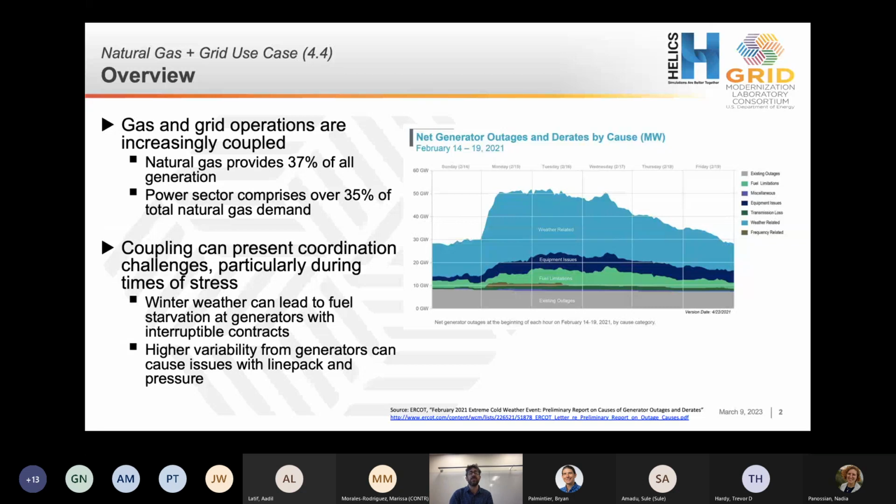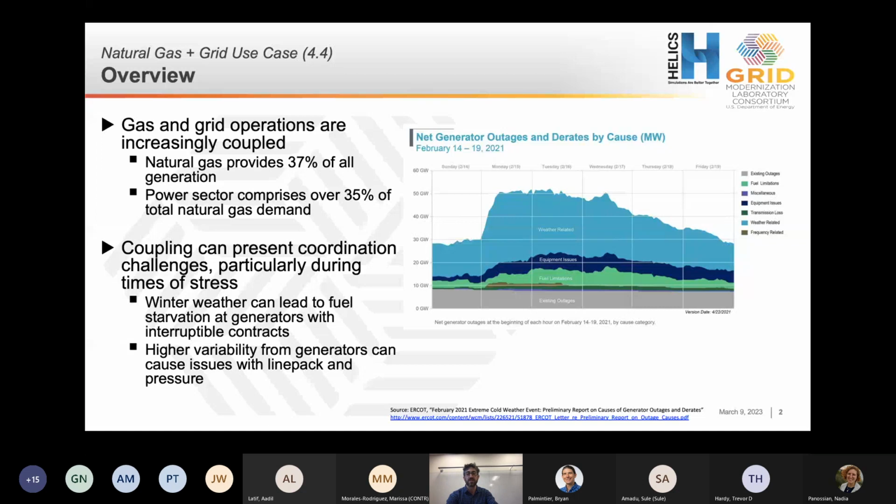But that coupling can also present a lot of coordination challenges, particularly during times of stress. And we see a lot of these in winter periods where there are competing uses for natural gas. We also use natural gas for home heating in particular. And so if demand spikes for that during a winter stress period, that's often also a time when the electric grid is stressed. And so that kind of competition can cause stress on the gas network, which can then propagate to the electric network. So we've seen previous winter events with fuel starvation events where gas-fired generators can't get gas supplies.